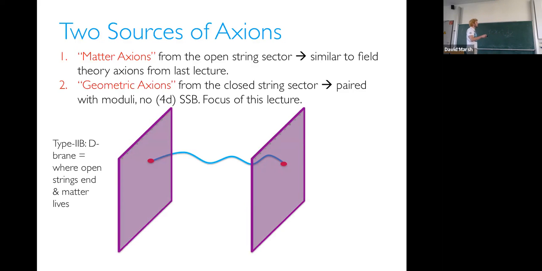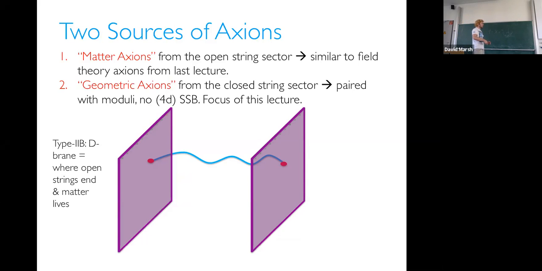So, for example, we can have D-branes, and D-branes have strings going between them, open strings, and matter lives on the ends of these open strings. This is like the classic QCD picture of strings, where you would have quarks on the ends given by the Chan-Paton charges. So type II, D-branes, open strings, matter lives on the D-branes.